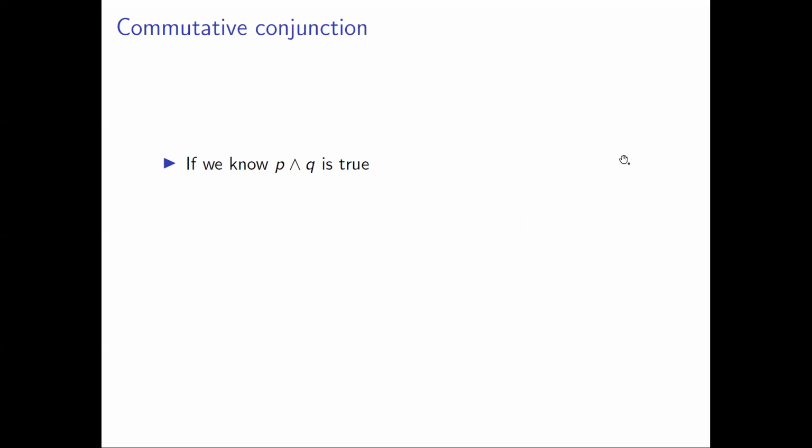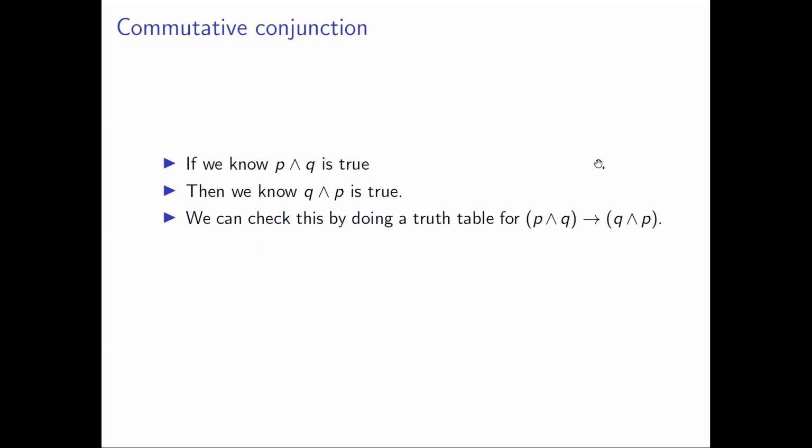A similar one is commutative conjunction. If we know P and Q is true, then we can conclude that Q and P is true. And we can check this by doing a truth table for P and Q implies Q and P. And an example, suppose we know C greater than 2 and C less than 3. Then we can conclude that C less than 3 and C greater than 2.